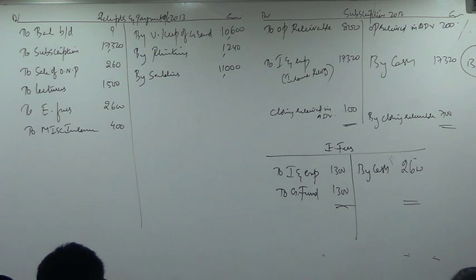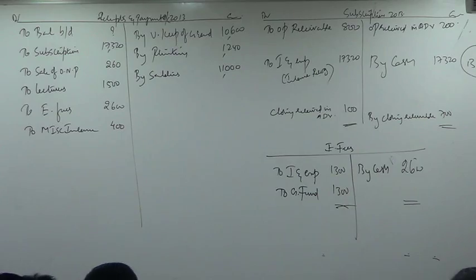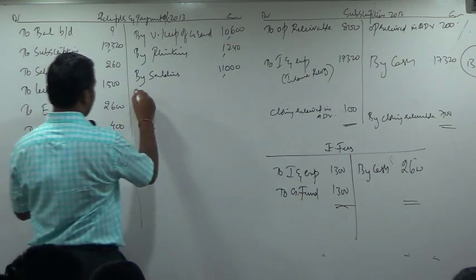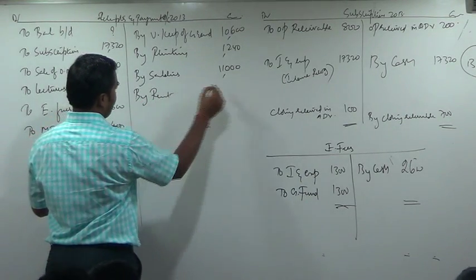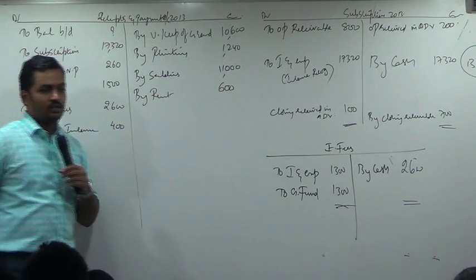Rent 600 shown as a payment. Expenditure is 600. No adjustment relating to outstanding, prepaid, receivable, advance, or anything extra. So you assume it is a payment by rent. 600.